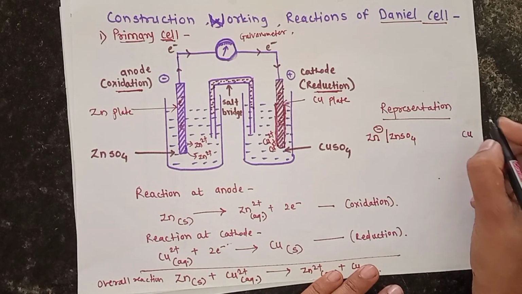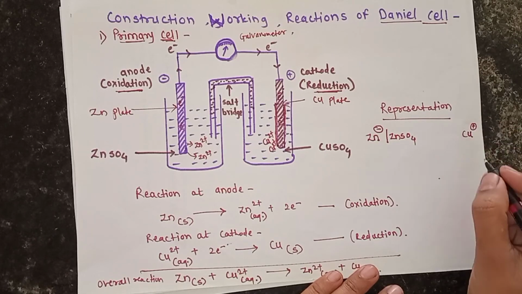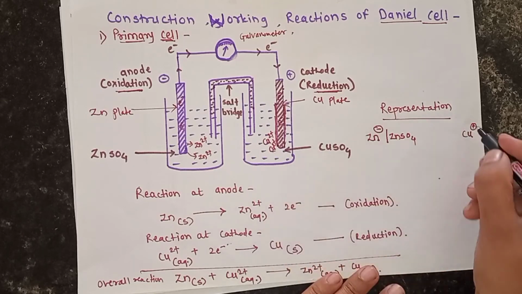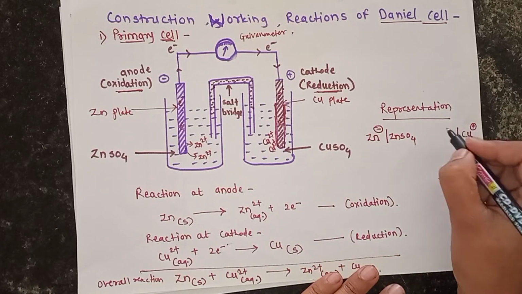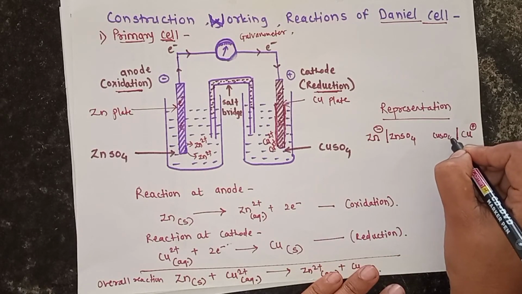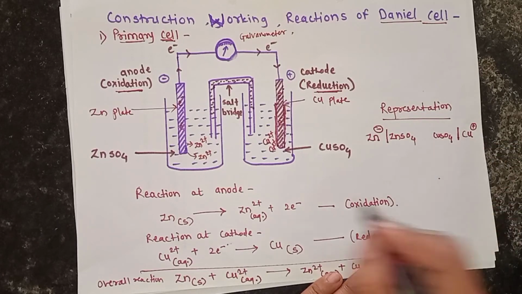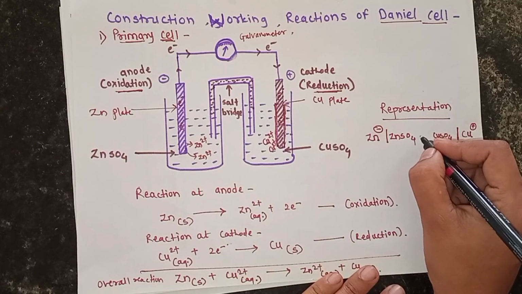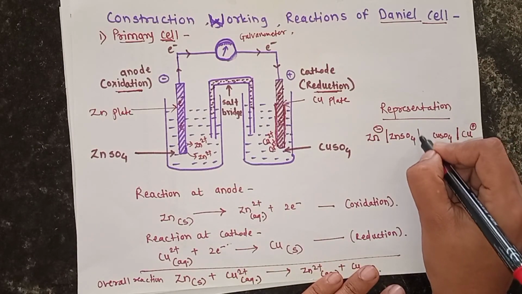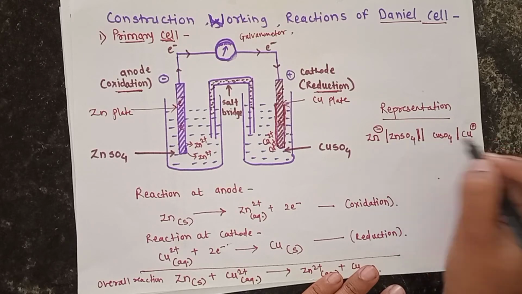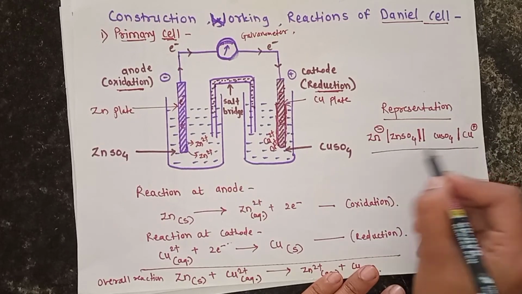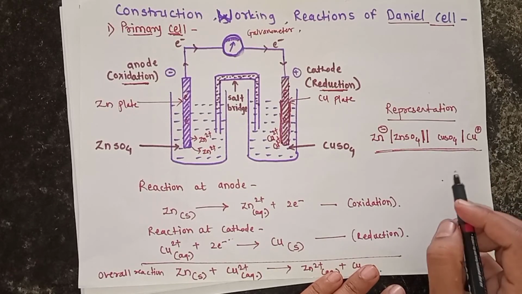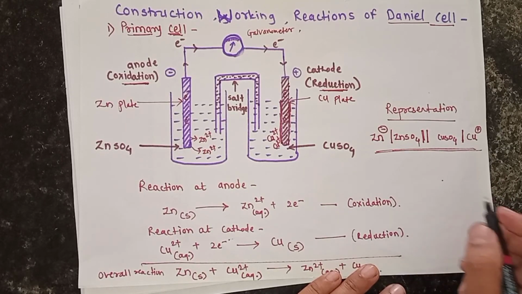So this is the copper electrode, which is positively charged, and it is dipped in a solution of CuSO4. So the electrolyte solution used here is CuSO4, written right here, and these two solutions are connected by the salt bridge. So the salt bridge is represented by two vertical lines. Okay, so that type of representation is written here. This is the representation of the Daniell cell.